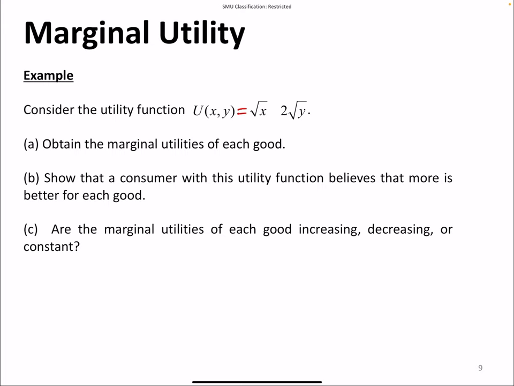I don't know why it gives an error. Can you do this, parts A, B, C? Calculate the marginal utilities and answer parts B and C.